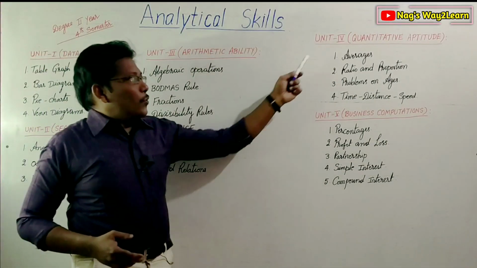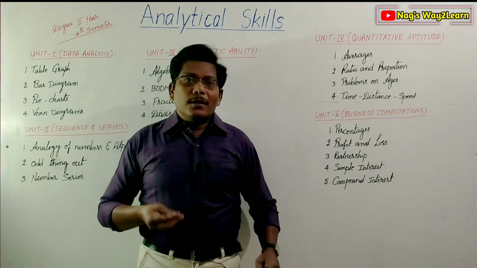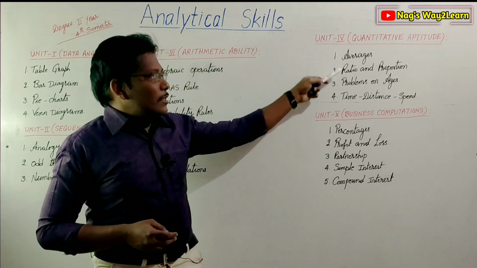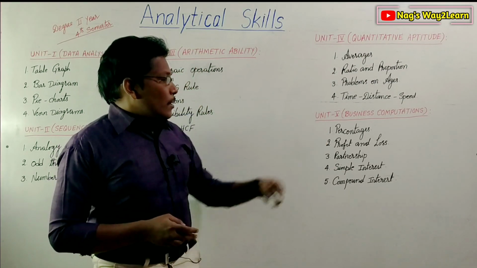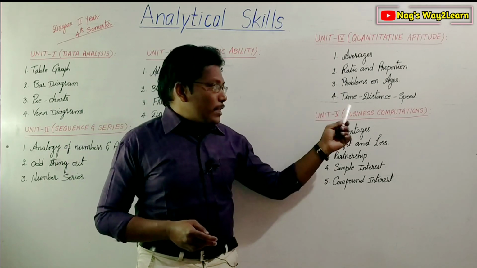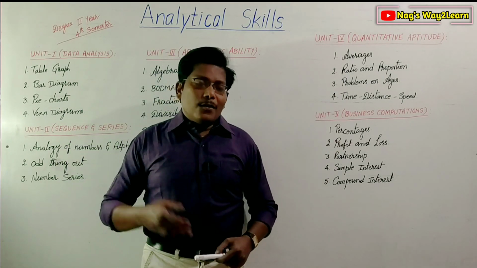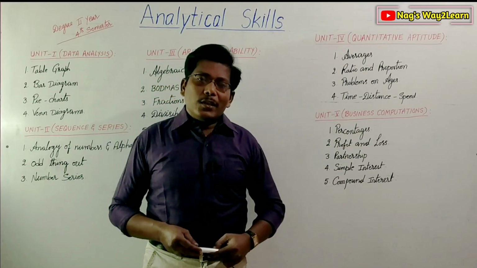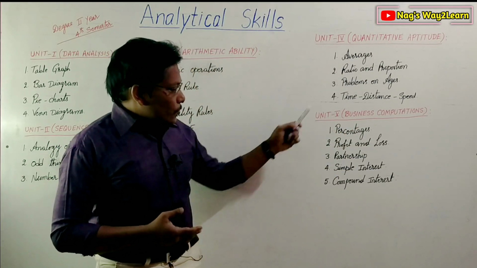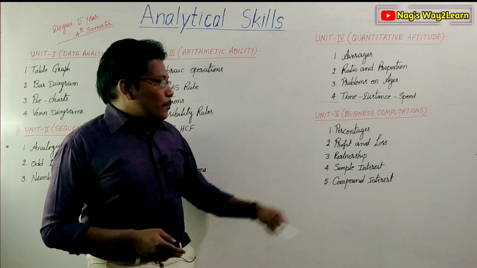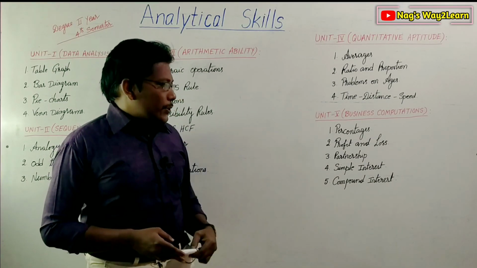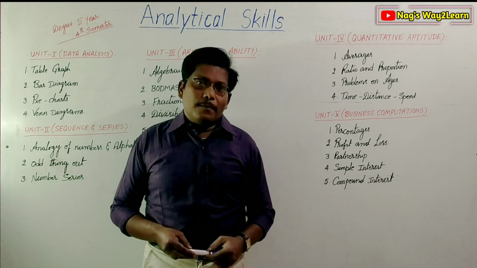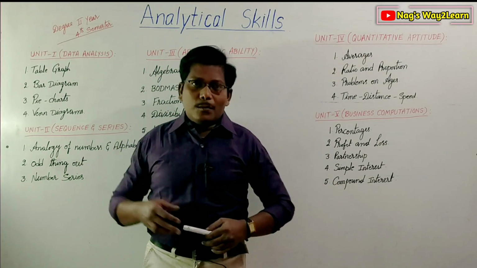And unit 4 is about quantitative aptitude. And here 4 topics are given: averages, ratio and proportion, problems on ages, time, distance, and speed. And finally, the last unit, the 5th one, is about business computations. Under this unit, 5 topics are given: percentages, profit and loss, partnership, simple interest, and compound interest. So this is the total syllabus.